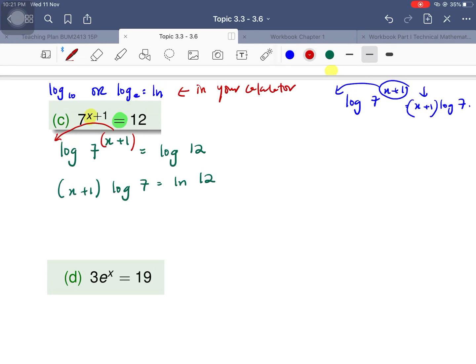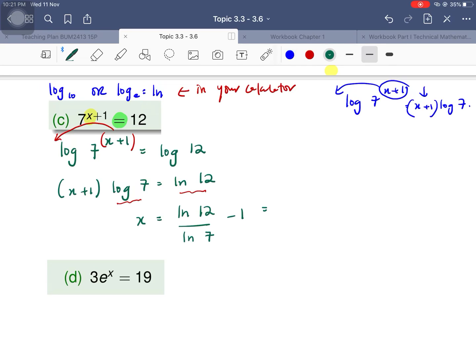And the good news is that if you notice over here, there's no x over here. Both of them are in terms of numbers. If you press your calculator, you can find the value of log of 12. And even if you press your calculator, you can also find the value for log of 7. So that's why here I'm going to write that. So x is actually going to equal log of 12 over log of 7, minus 1.